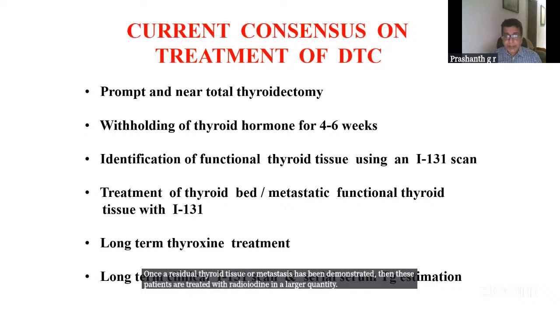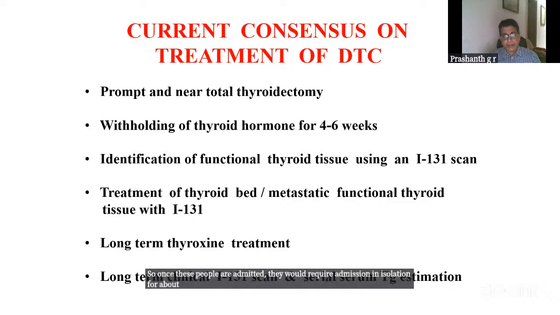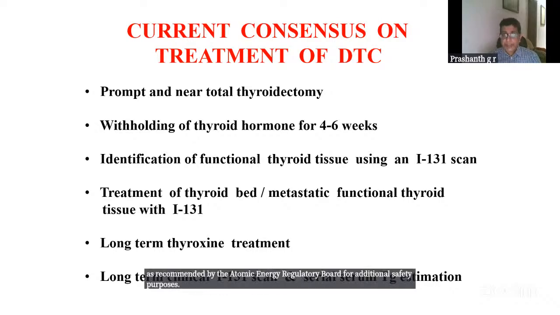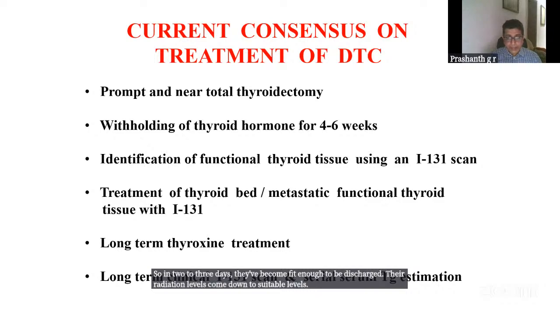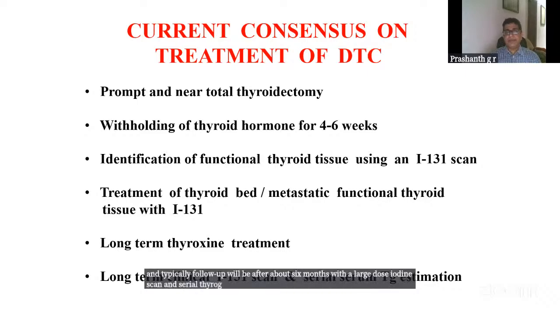Once these people are admitted, they would require isolation for about 2 to 3 days in an isolation room, as recommended by the Atomic Energy Regulatory Board for radiation safety purposes. In 2 to 3 days, their radiation levels come down to suitable levels wherein they are discharged from our center. Long-term thyroxine treatment is what these patients will be on. Typically follow-up will be after about 6 months with a large dose iodine scan and serial thyroglobulin estimations.